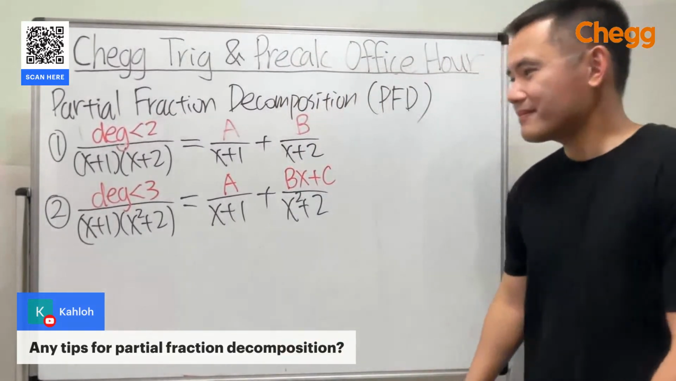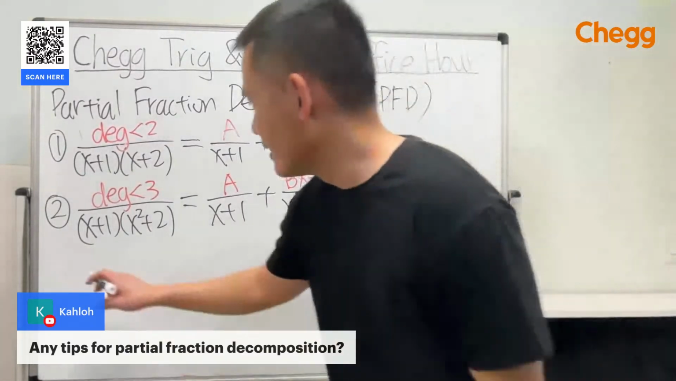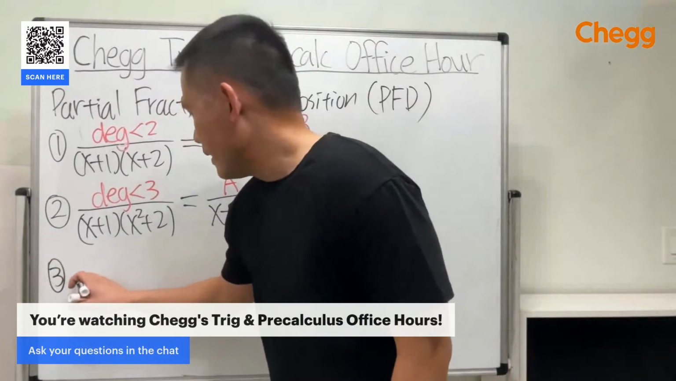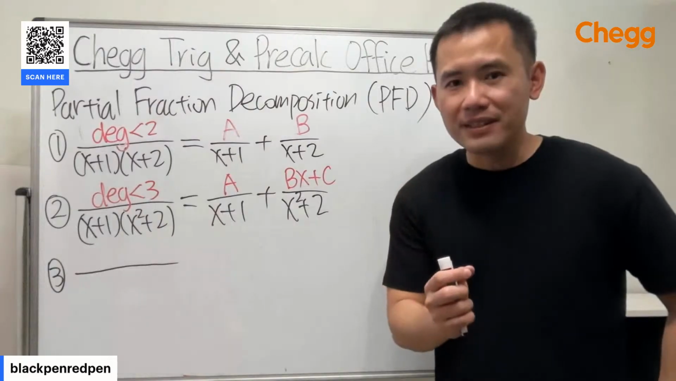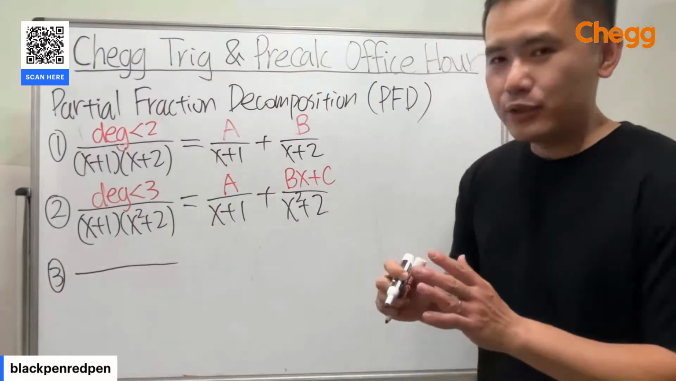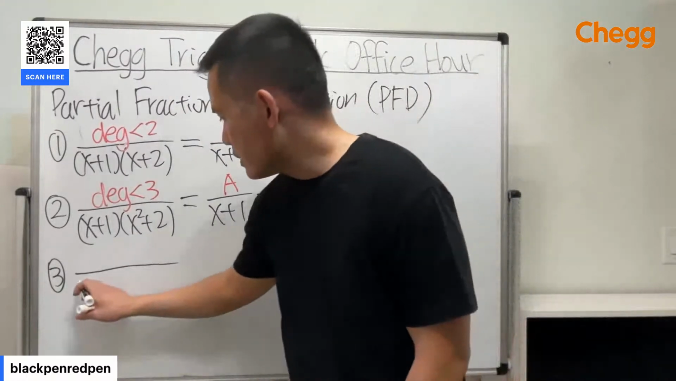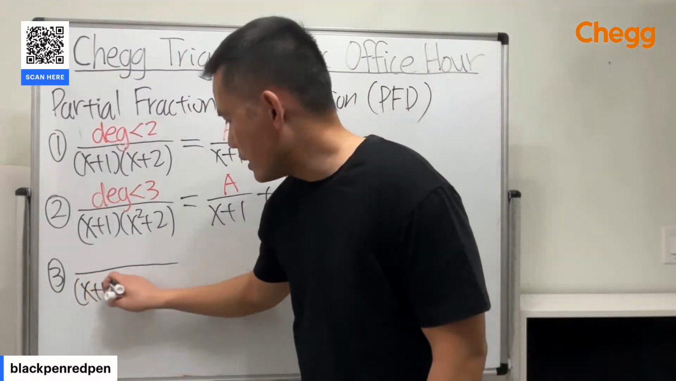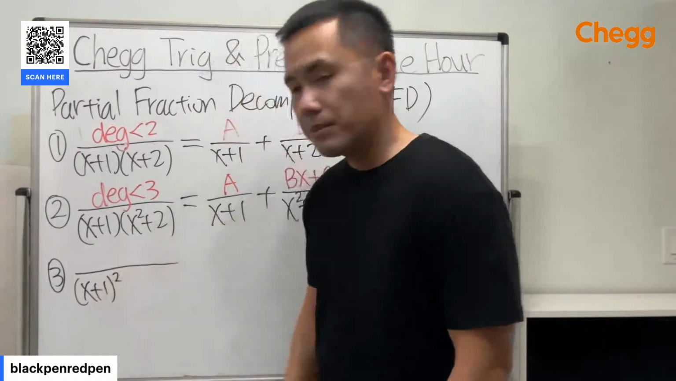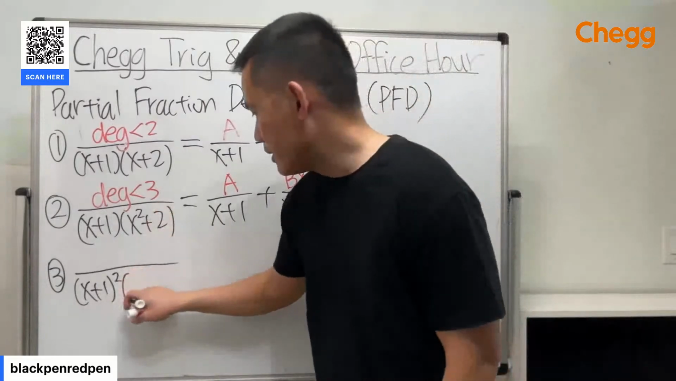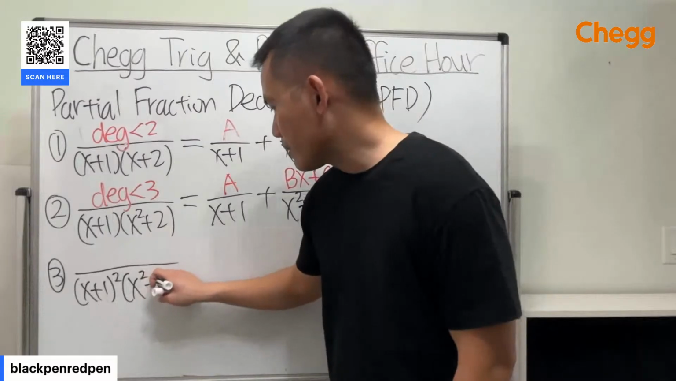Okay, here we go. This is the third one. The third one is when we have a repeating factor. So you're going to pay attention to when you have the power on the outside of the parentheses. Here is an example. If I have x plus 1 to the second power here, and then I will just keep it x squared plus 2.